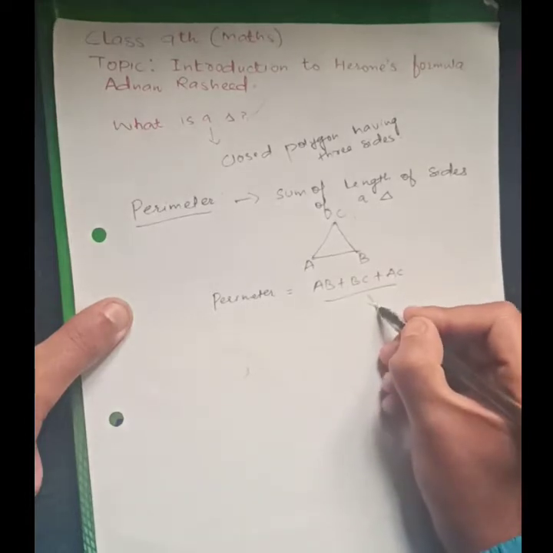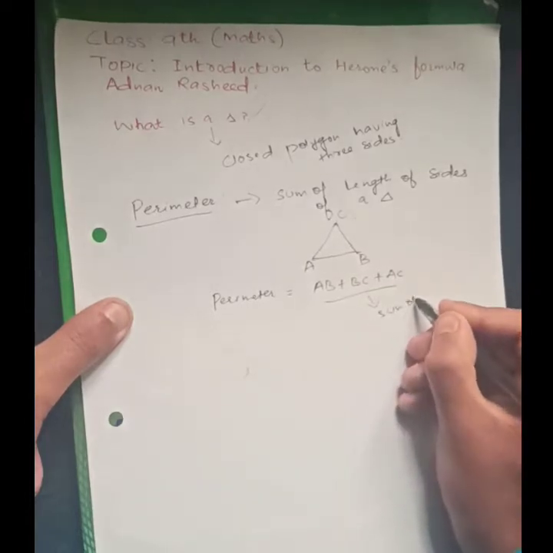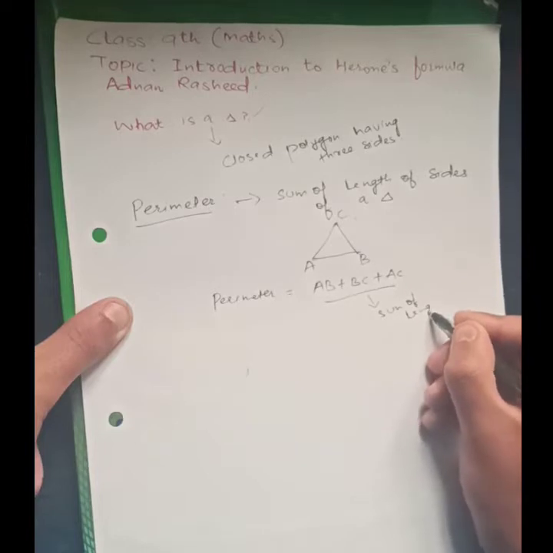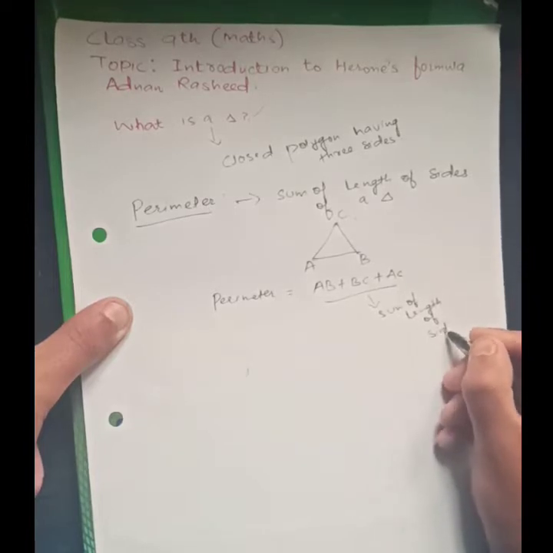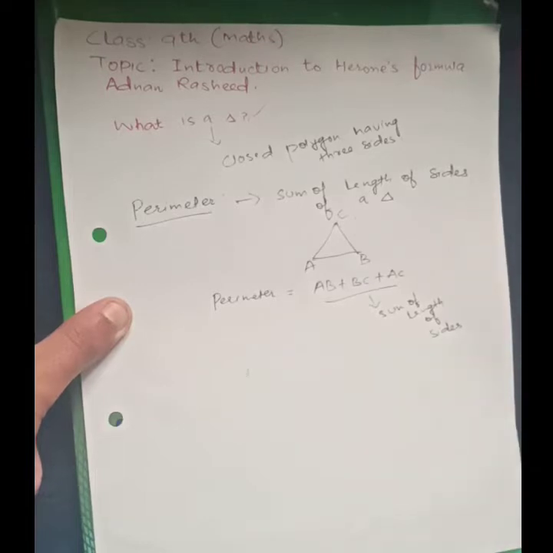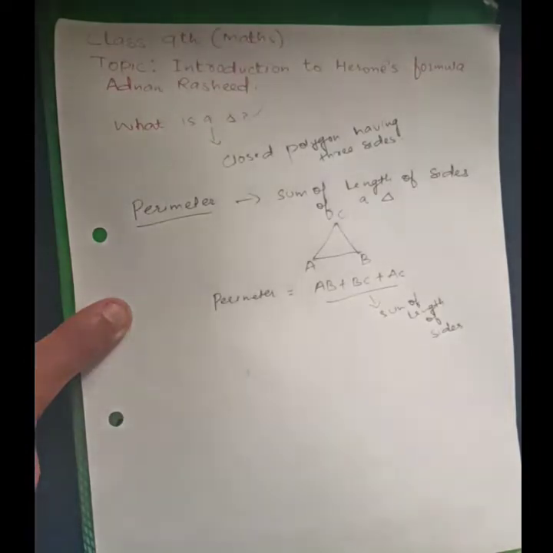That means the sum of the length of sides. So this is the perimeter. So you people should remember, perimeter is simply the sum of sides of a triangle. The sum of all sides of a triangle is simply known as perimeter.